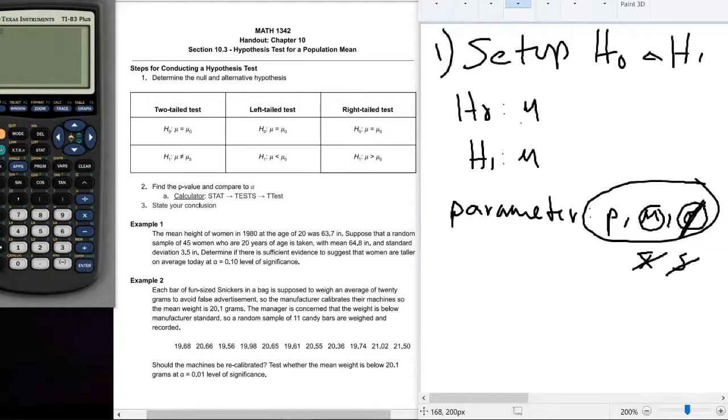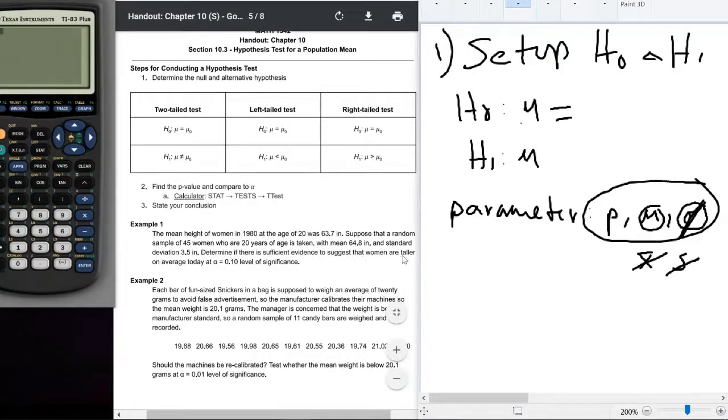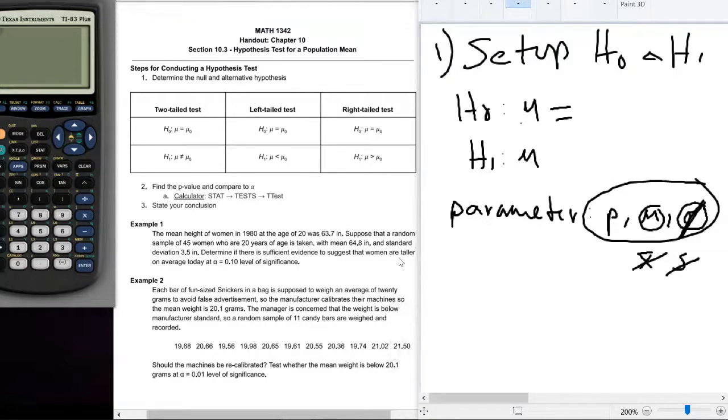In this class, the null hypothesis, again, will have the equal sign, and we need to identify the keyword for the alternative. Towards the end of the problem, we get to see this word here. Does this suggest that women are taller on average today? Taller, right? And in the first video, we were able to see that taller suggests using a greater than symbol. And now we identify the population value. 1980, so this was a long time ago, old data. Here we had 63.7, so we're going to place 63.7 here and here.